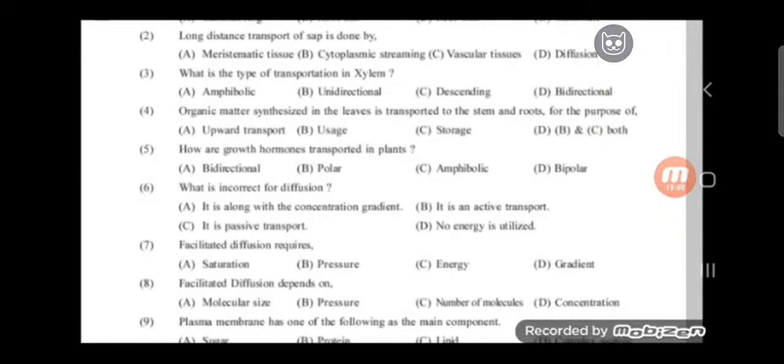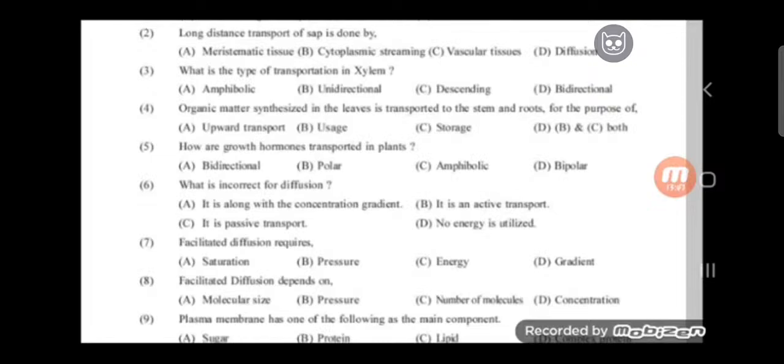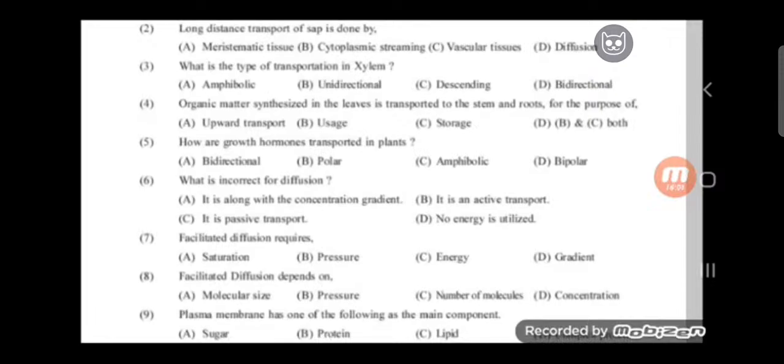So the correct answer for question number 5 is polar. So the growth hormones are transported in plants in a polar manner. Next, question number 6. What is incorrect for diffusion? So for diffusion, which one is incorrect?